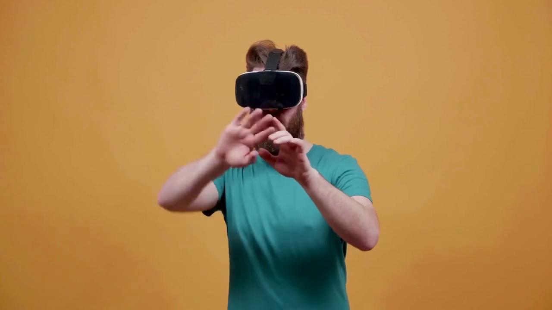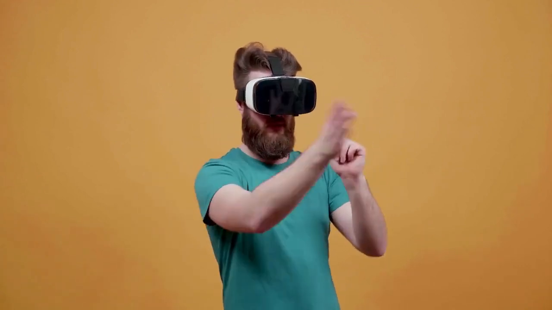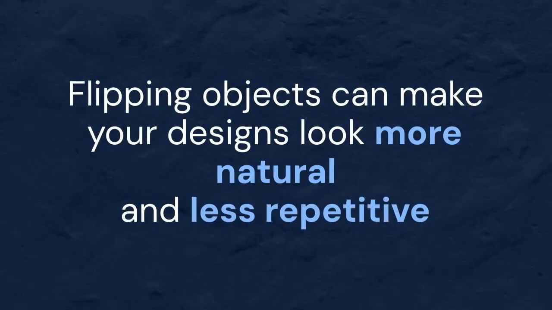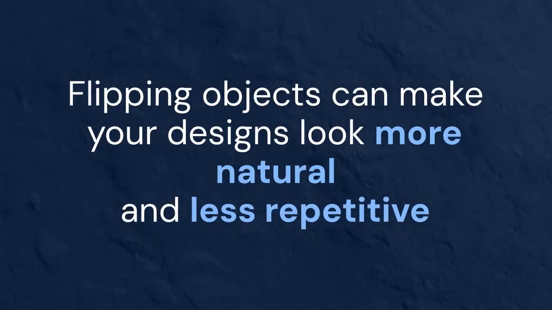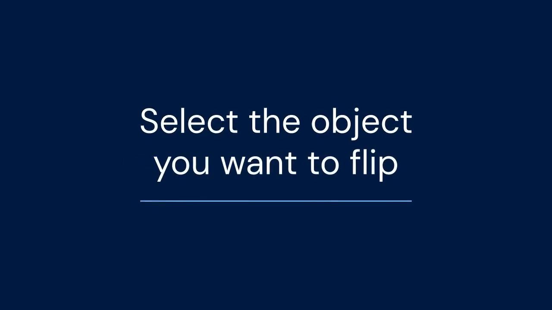This is a simple skill. It's super useful for adding variety to your scenes. Flipping objects can make your designs look more natural and less repetitive. Let's dive right in. First, select the object you want to flip.